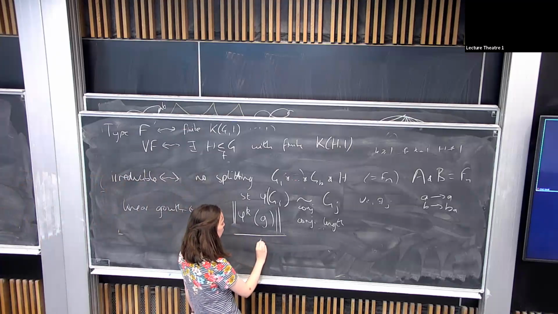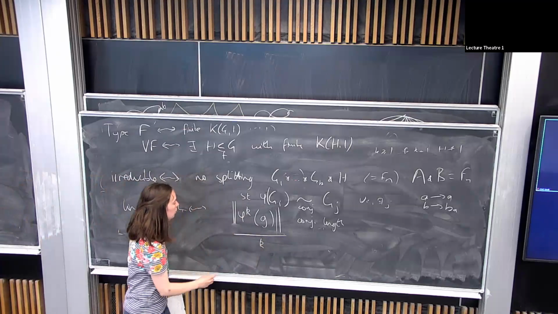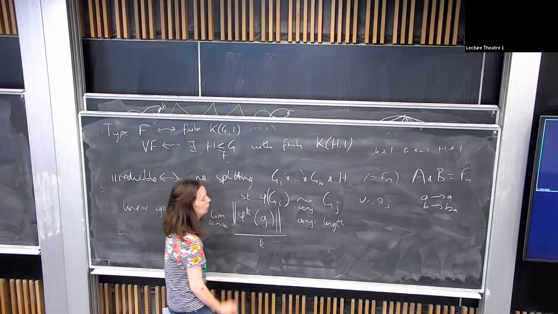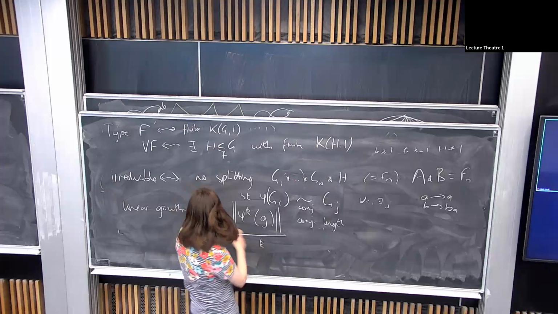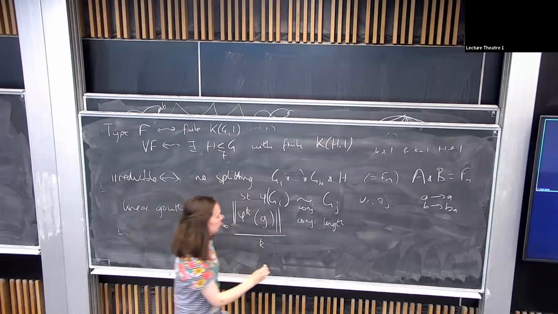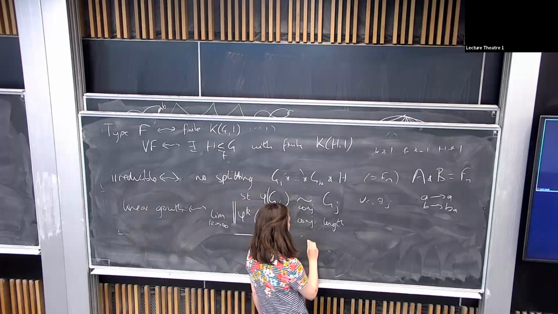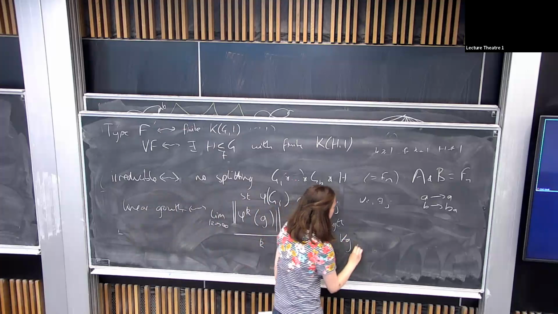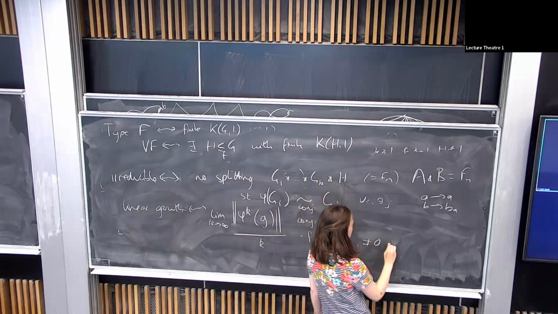I'm going to normalize it by K, and then I want to look at the limit as K goes off to infinity. Linear growth means this limit is finite on all G, and non-zero.